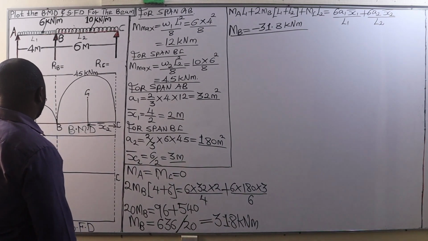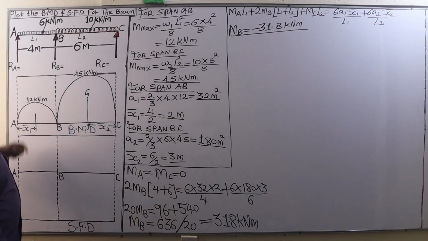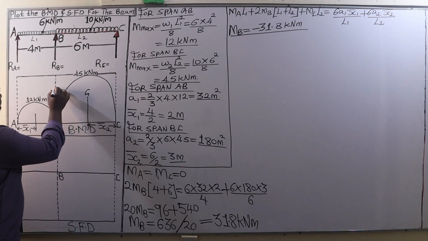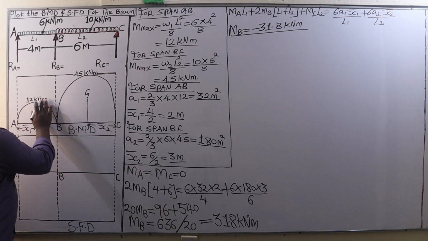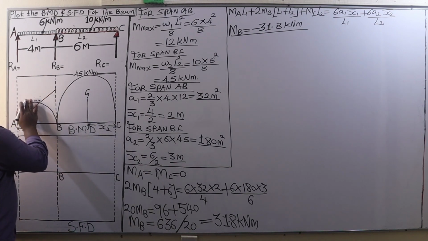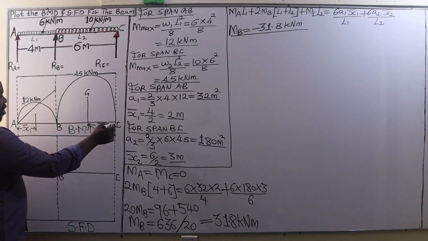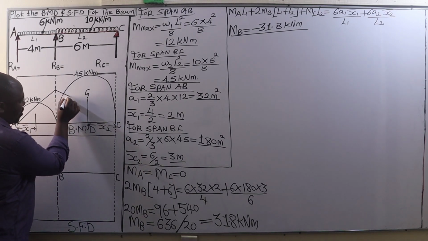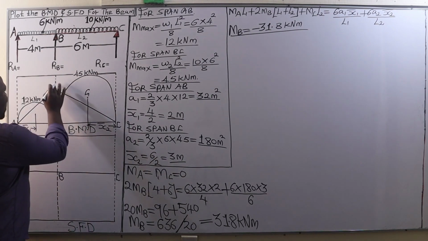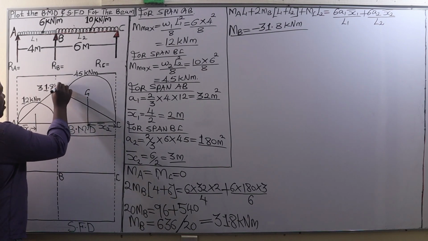And then we are going to plot that bending moment at the support B, which is that 31.8, just a few units below 45. So we join that point, and then we join it to C. We join it to MC again, and this is where we now have negative 31.8 kilonewton meter.